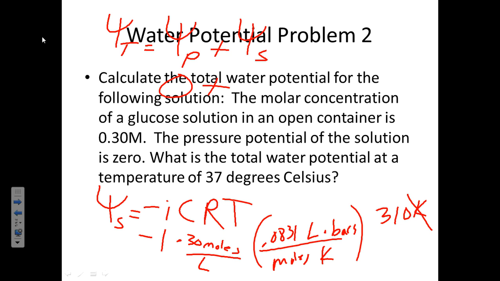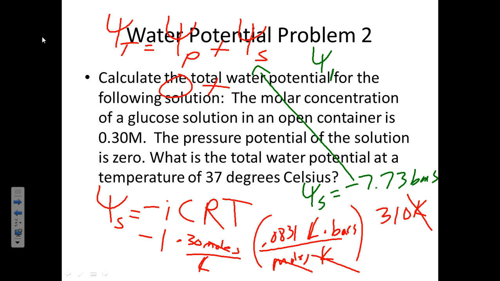Cancel out units we can cancel out. K's, moles, liters. We're left with bars. So we do the math here. We got 0.3 times 0.0831 times 310. And we get a solute potential of negative 7.73 bars. So we take that, we plug it in right here. Since the pressure was 0, it doesn't really matter. The total water potential is negative 7.73 bars.